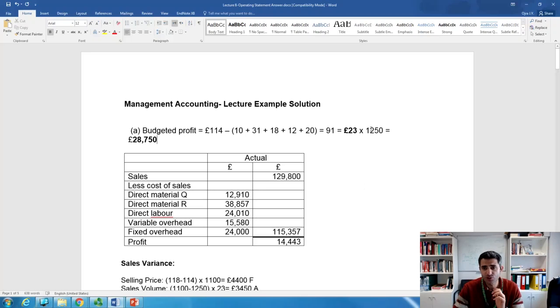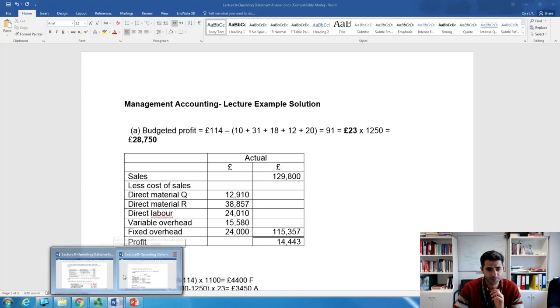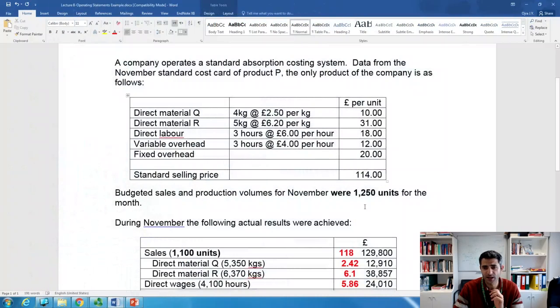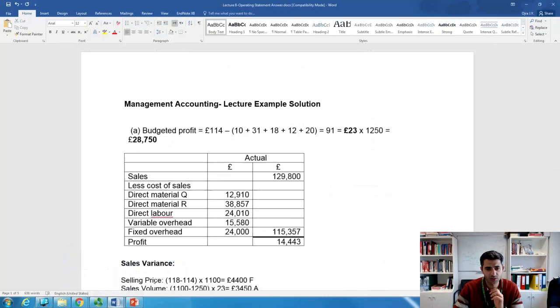And this you need to multiply by what? In order to find the total budgeted profit, you need to multiply it, of course, by the number of units, which, if you look at the question, is 1,250 units, isn't it? 1,250 units. So if you multiply, you should be able to find that the budget profit is £28,750.